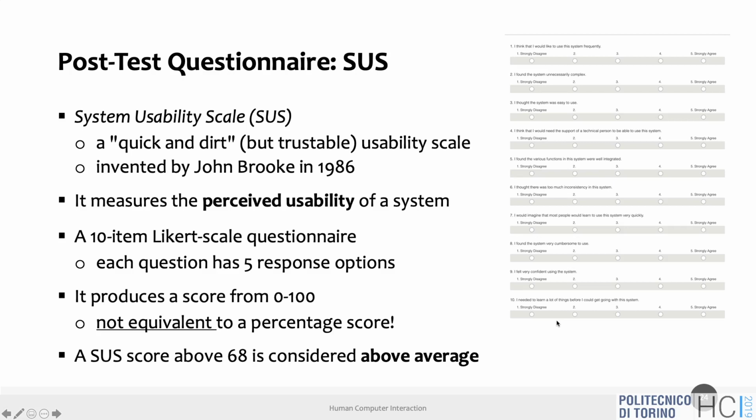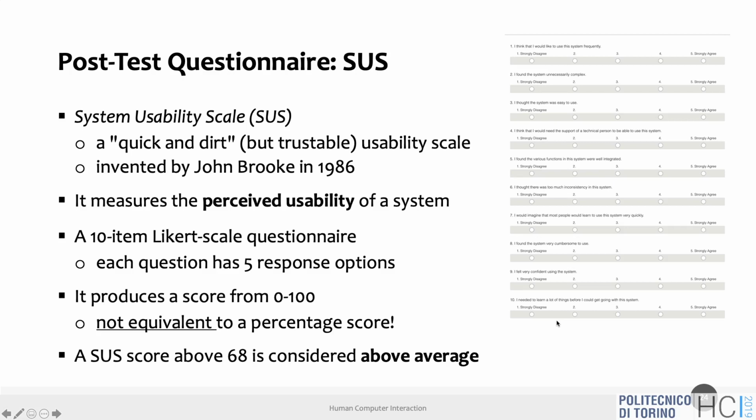This questionnaire was defined by its author as a quick and dirty usability scale. It's simple to use, and simple to score. It was invented in 1986. It measures, and this is extremely important, the perceived, subjective usability of a system, an application, a website, a hardware tool, no matter, just a system: the perceived subjective usability of the system.